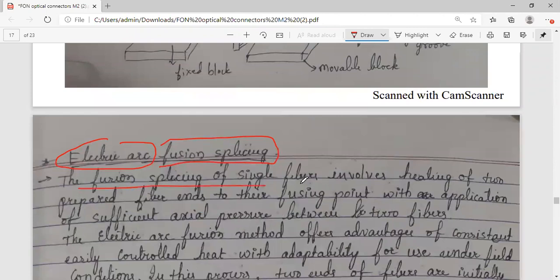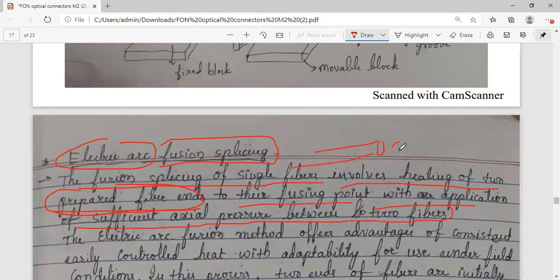The fusion splicing of single fibers involves heating of two prepared fiber ends. See, I'm using the words prepared fiber ends here. It is important that before any splicing technique, fusion or mechanical, you go for end preparation. First you have to smooth it. The ends are heated to their fusing point, with the application of sufficient axial pressure between the two fibers. So obviously you are applying pressure. If you are fusing two optical fibers at some point using fusion splicing, you want localized heating by means of an electric arc.